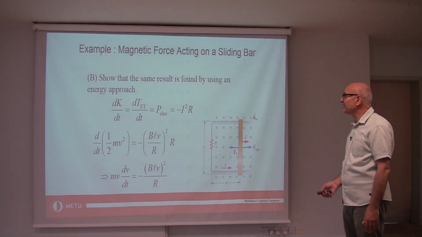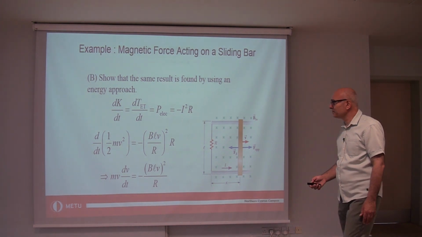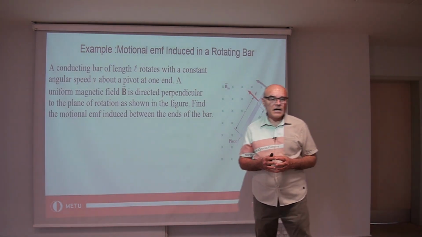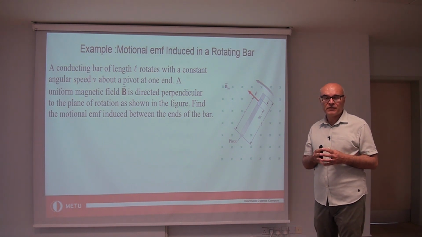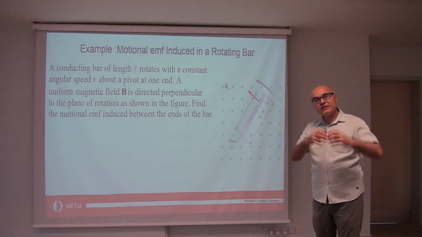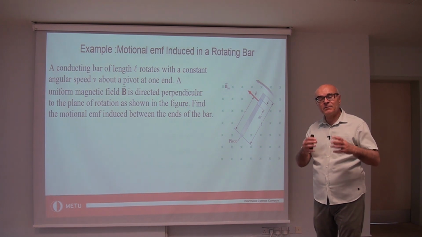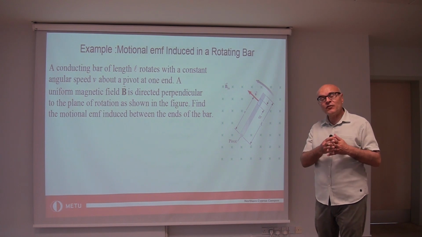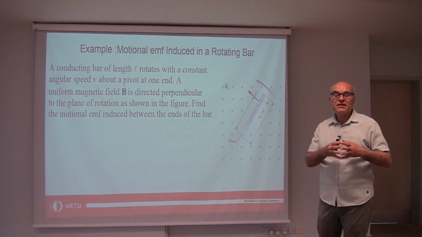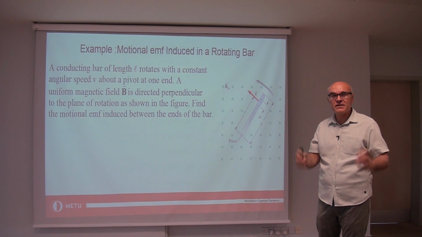So you can get it from here too. This last example is about motional electromotive force. That is, we have a conductor moving in a magnetic field, and it is not a part of a circuit. So we want to find what is the potential that is generated across this conductor.